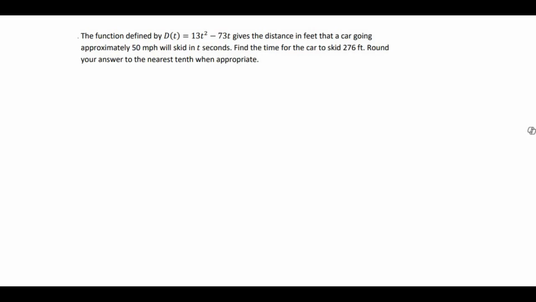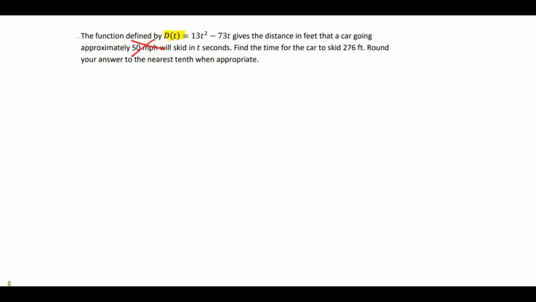The function defined by d of t equals 13t squared minus 73t gives the distance in feet that a car going approximately 70 miles per hour will skid in t seconds. Find the time for the car to skid 276 feet and round your answer to the nearest tenth when appropriate. Okay, first of all, the 50 miles per hour is not going to factor into us doing the problem. That's sort of built into our formula, so we don't need to be using that.